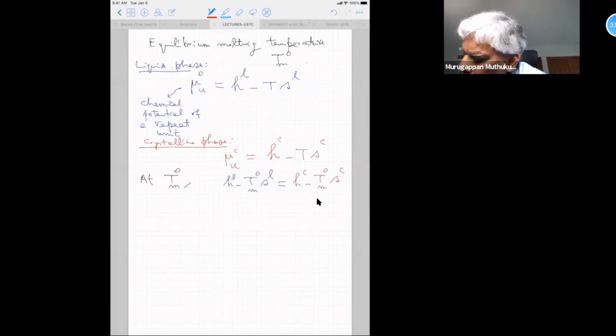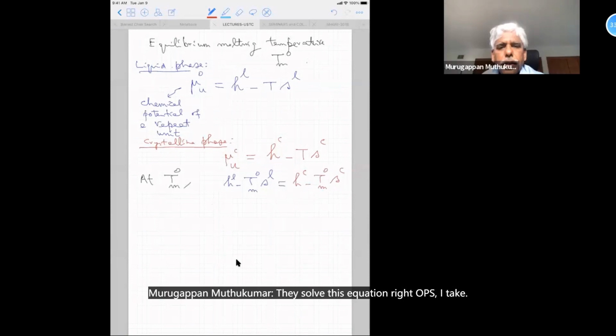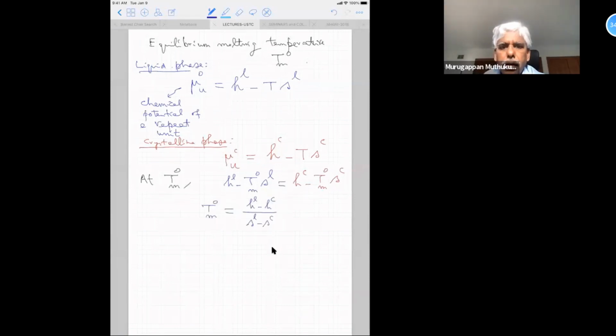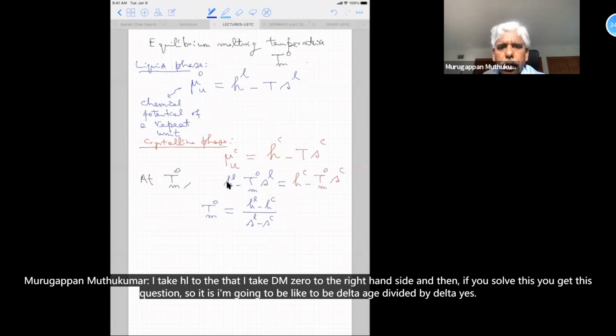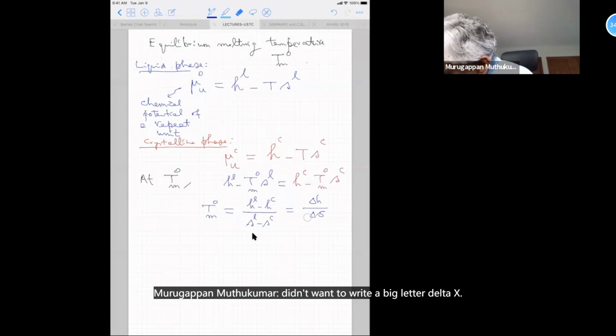divided by... solving this equation. I take Tm0 to the right-hand side, and then if you solve this, you get this equation. So I'm going to rewrite this as delta H divided by delta S.